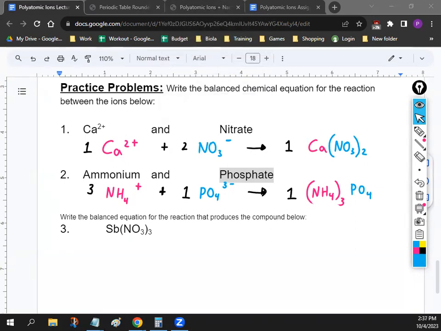Okay, so hopefully you guys are able to see this is the same thing that we've been doing. It's just balancing the positive and negative charges. Again, the only difference is that now we're working with these polyatomic ions from the new chart, and the formulas are a little bit more complicated. But again, just look at only the positive and the negative charges. It'll help you balance them out.